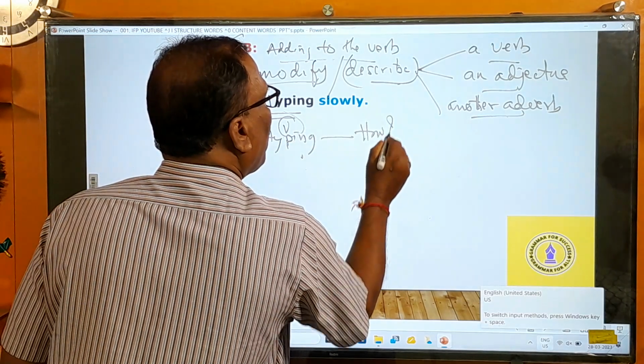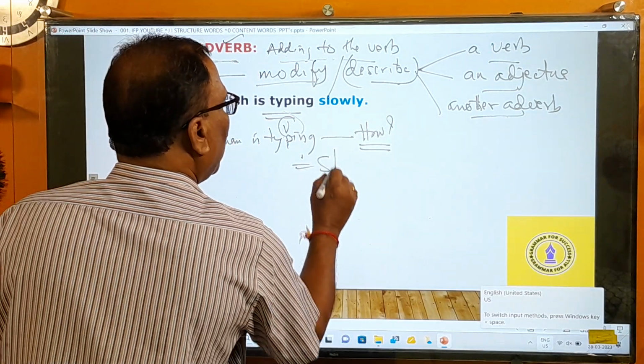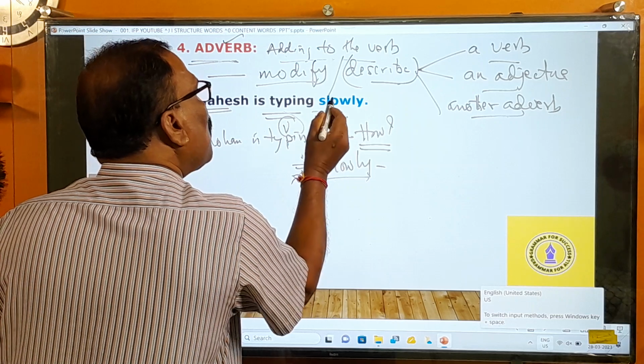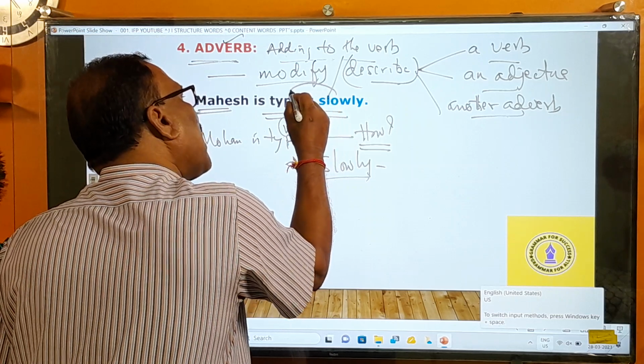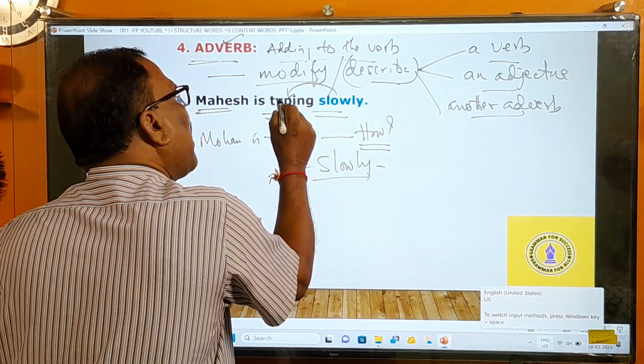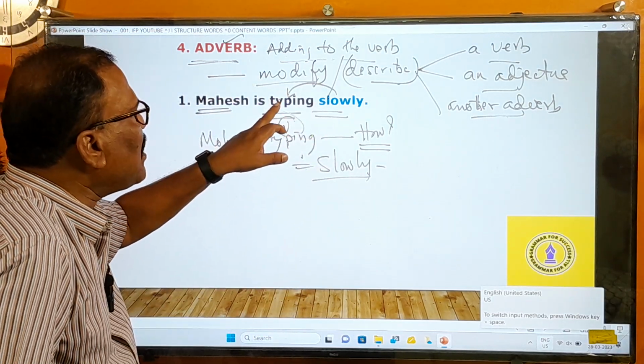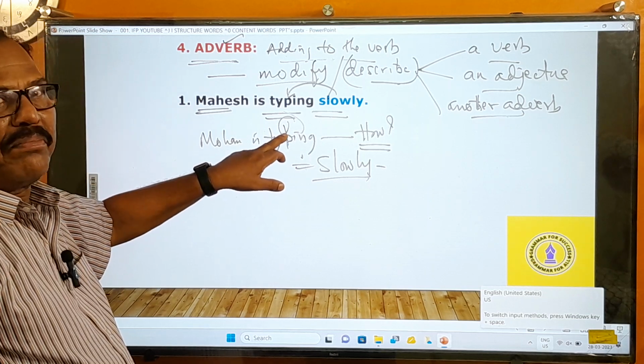How? Slowly. This is the answer you get. So what is this slowly doing? It is describing this typing. What is typing? Typing is a verb.